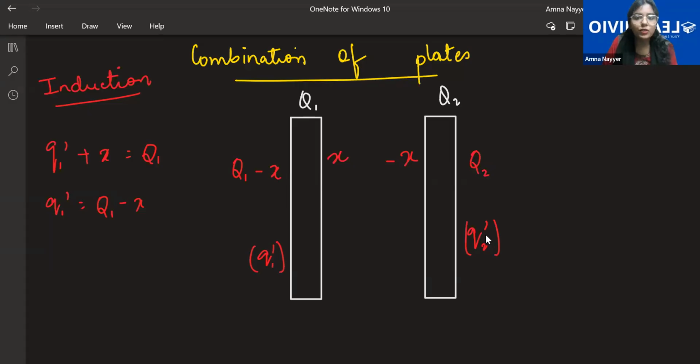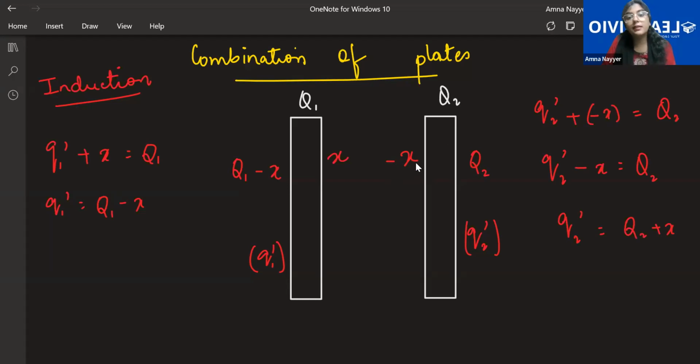Now look, what is this Q2 dash and minus X? Q2 dash plus minus of X will give us Q2, right? So we can say Q2 dash minus X will give Q2. So what is this Q2 dash equal to? Q2 plus X, because this sign was negative. So when you actually subtracted it, it became positive. So on this side, you will not write Q2 minus X. You will write Q2 plus X. Tell me, is the distribution of charge clear to you, Justine?